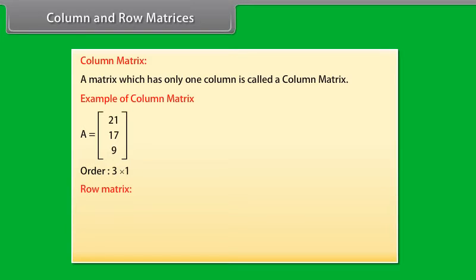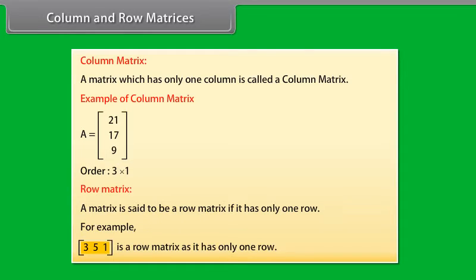Row matrix. A matrix is said to be a row matrix if it has only one row. For example, row-wise 3, 5, 1 is a row matrix as it has only one row.